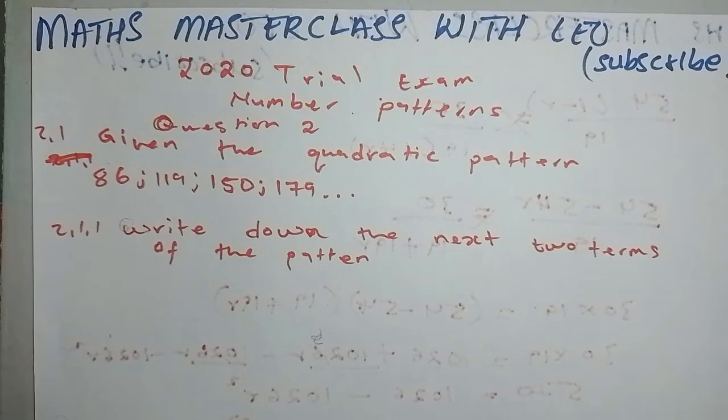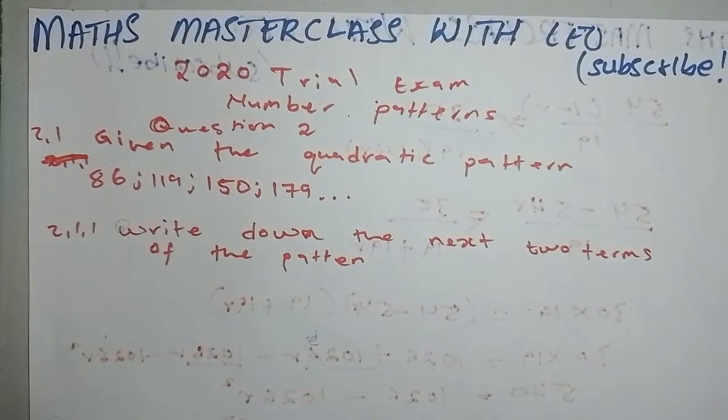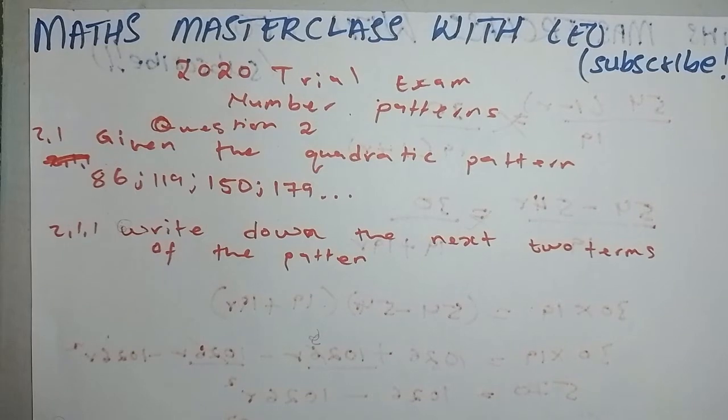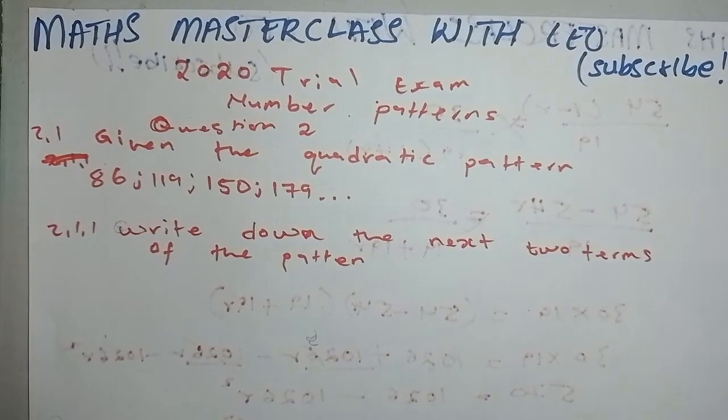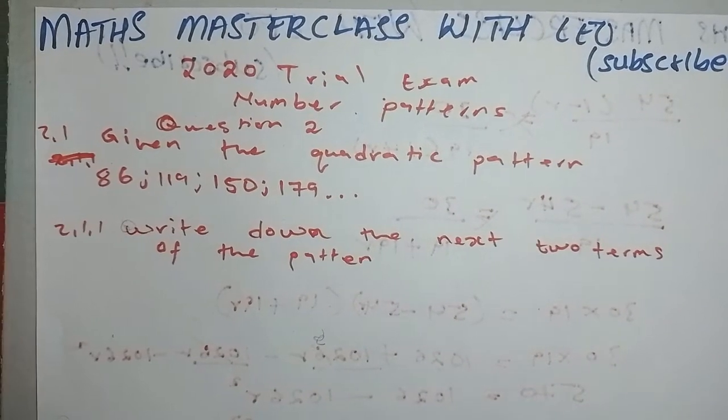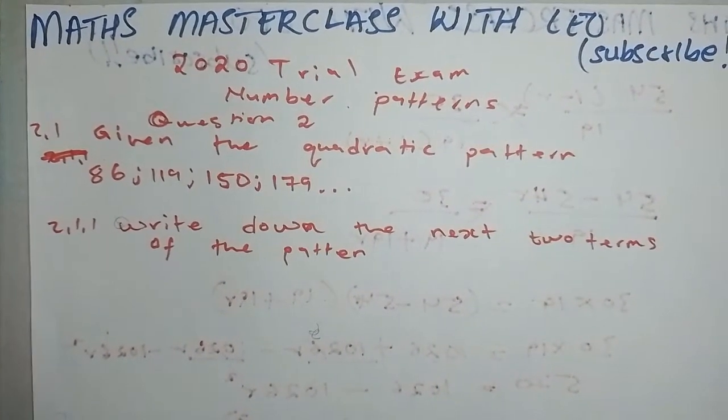We are doing number patterns. This is from question 2, the 2020 trial exam. Given the quadratic pattern 86, 119, 150, then 179. They say write down the next two terms of the pattern.